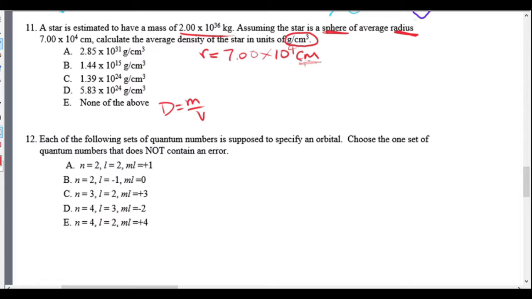We need a volume. So to find the volume of that, the volume of a sphere, I'm not going to write out sphere every time. The volume of a sphere is, I should know this off the top of my head, but I don't. 4/3 pi r cubed. This should be given to you on the test, though.